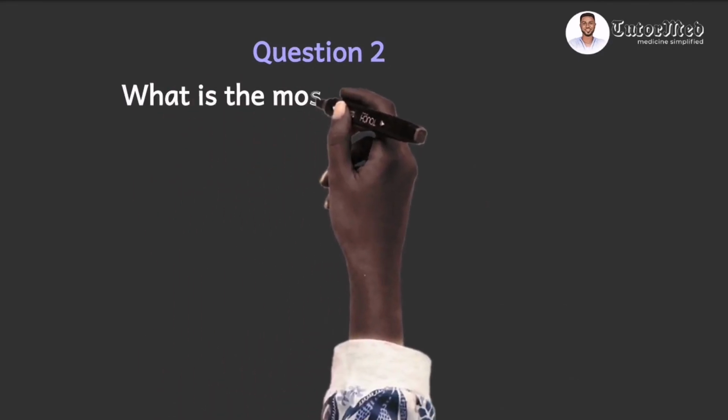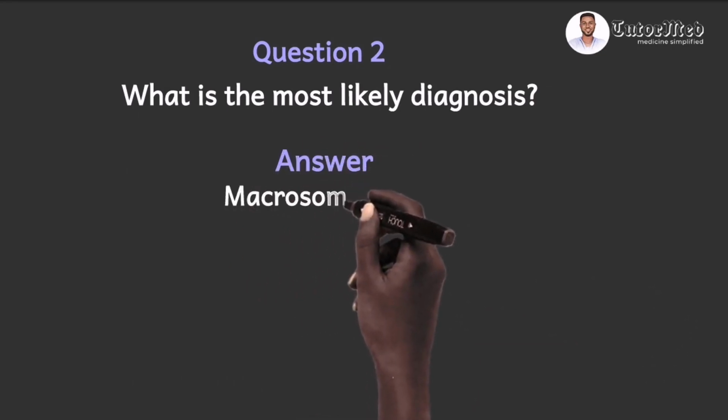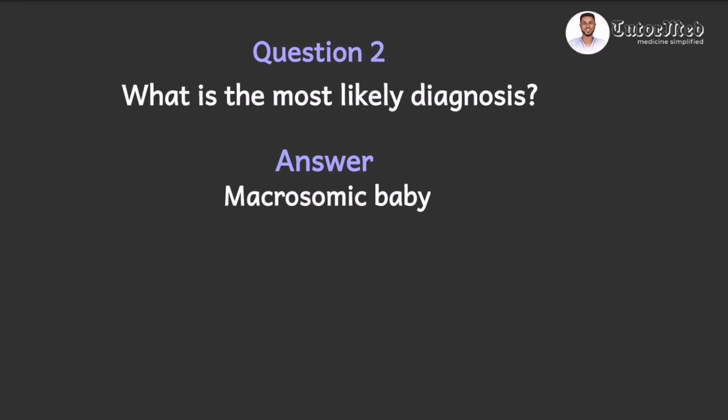Very good. Now let's look at question 2. Question 2 reads, what is the most likely diagnosis? And for an answer, this is a macrosomic baby, or in simple terms, macrosomia. Please, this is not the same as fetal macrosomia, as an extrauterine baby is no longer a fetus. And so, if you qualify this macrosomia as fetal, there is a problem.